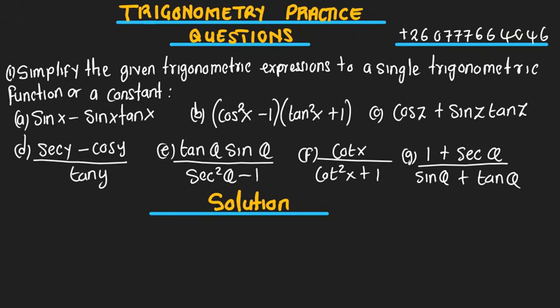C is cosine z plus sine z tan z. Right. Okay, so we've been given cosine z, then they're saying plus sine z tan z, right? Now, look at this. Which part are we able to change or manipulate so that we're able to make everything simple? Right, you got it correct. It's the tan z part.